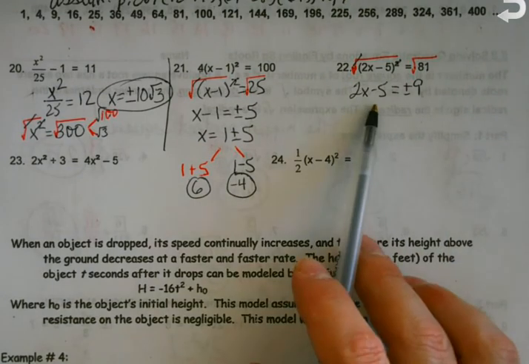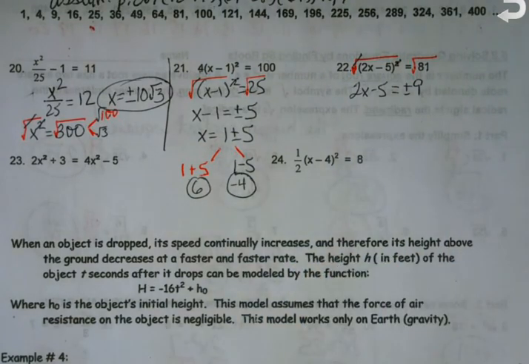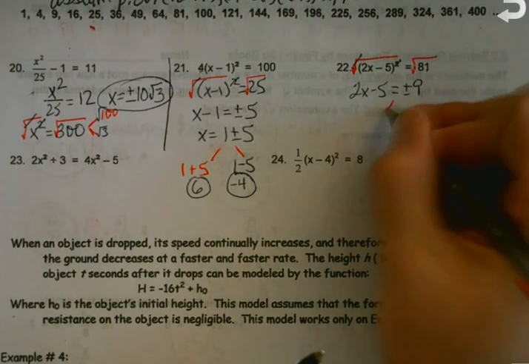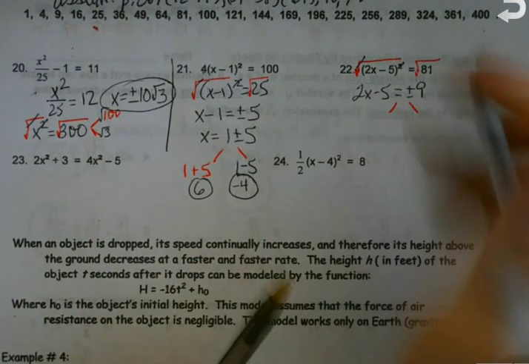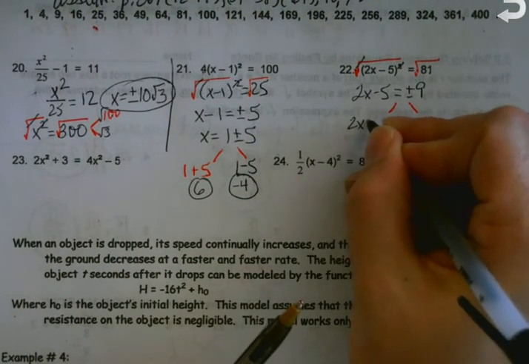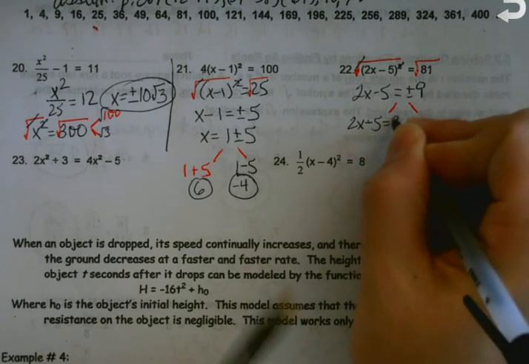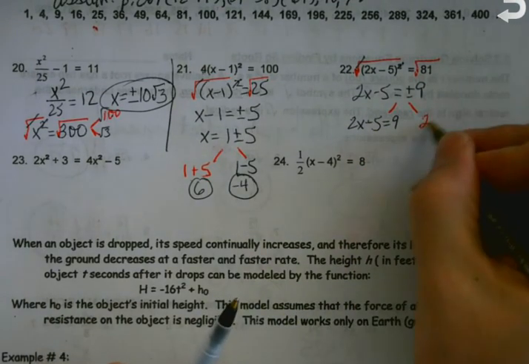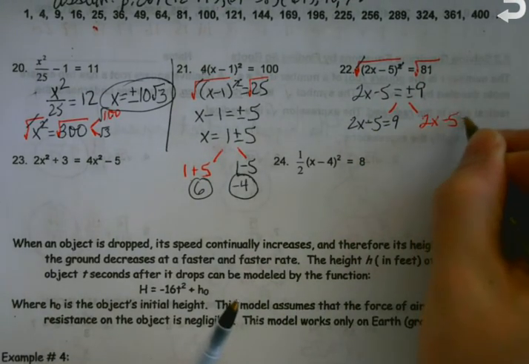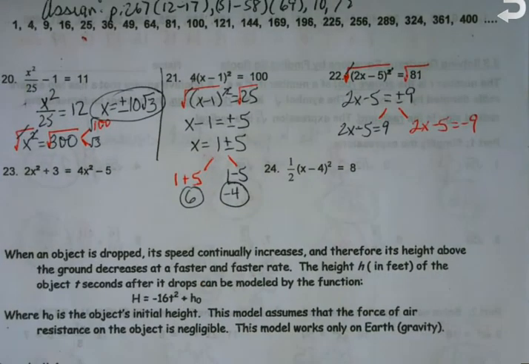Now this one I'm going to break up a little bit earlier because that's clean, but I've got all this stuff over here to work with. Instead of going and going and going and making this more complex, here's my idea. I'm going to split this up. I have 2x minus 5 equals positive 9. And I have 2x minus 5 equals negative 9.